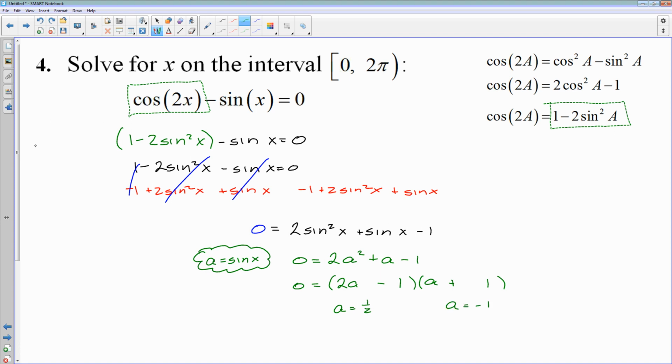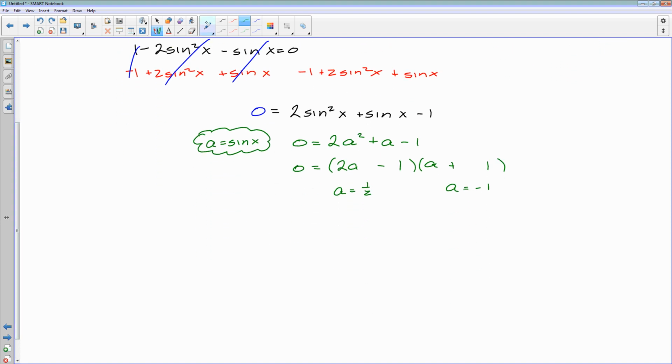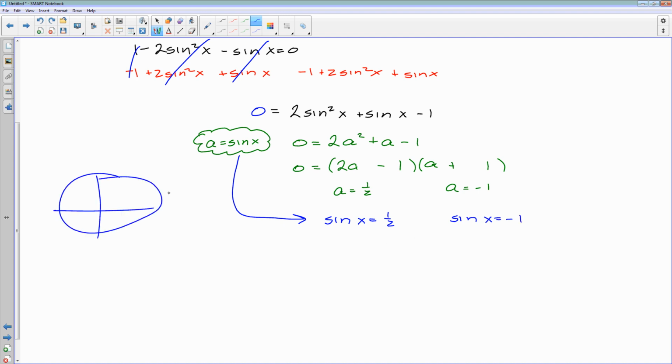But then you have to remember we're solving for sine x. So at this point, I take sine x and I plug it back in for a. I need sine x to equal 1/2, and I need sine x to equal -1. And we answered those on the unit circle. We actually did sine x equals 1/2 a second ago. Happens at pi over 6 and 5 pi over 6. And then sine x equals -1 occurs down here at 3 pi over 2. So there are the answers to this problem. That's quite a hairy problem, but there you go.